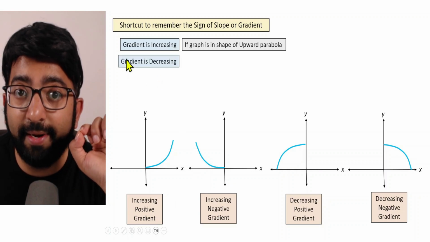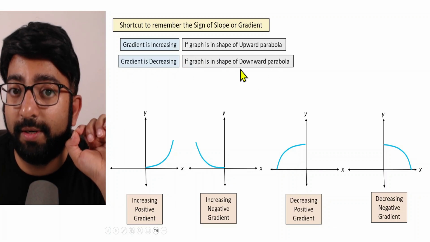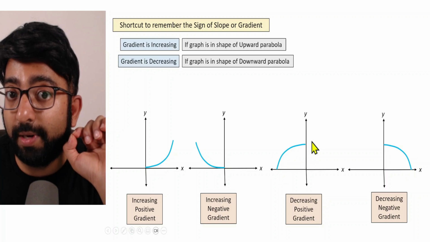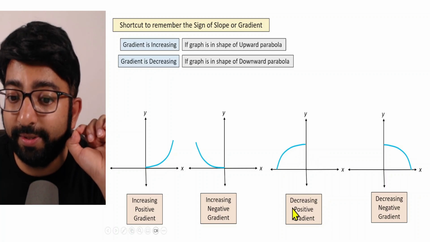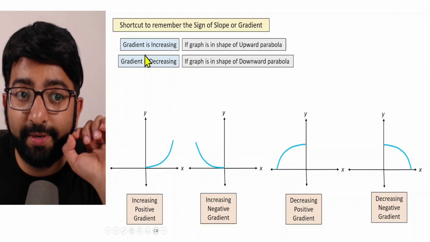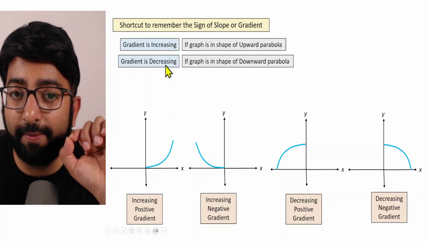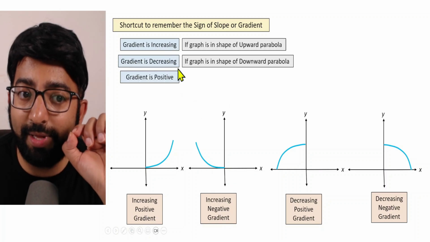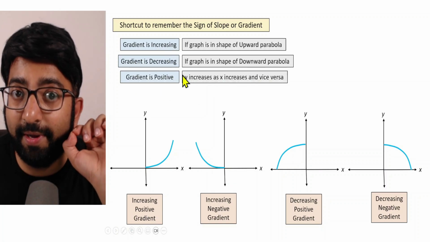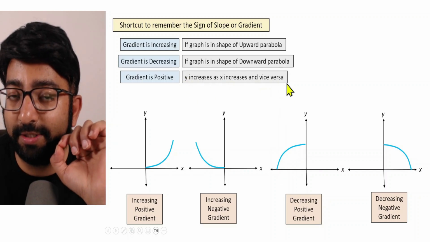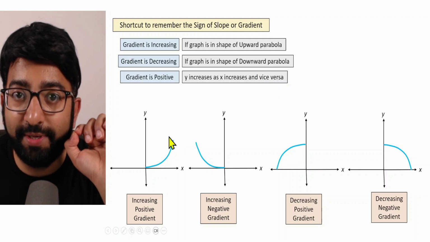On the other hand, the gradient will be decreasing if the graph is a downward facing parabola. So in case 3 and case 4, you can see both of these graphs are parts of a downward facing parabola. That's why the gradients are decreasing. So this is the shortcut to identify whether the gradient is increasing or decreasing. But how to check whether the gradient is positive or negative? The shortcut for that is: the gradient is positive if the value of y increases as x increases, and vice versa. Let's understand this with case 1.